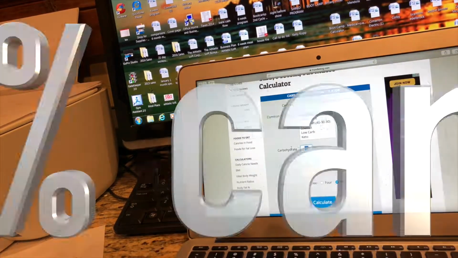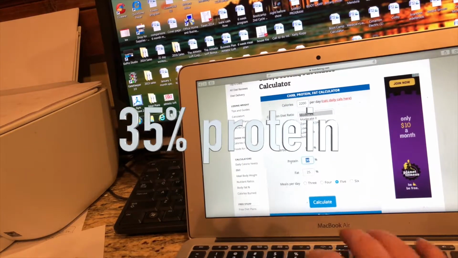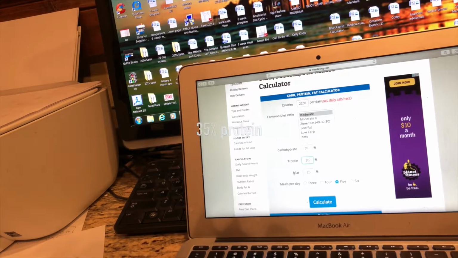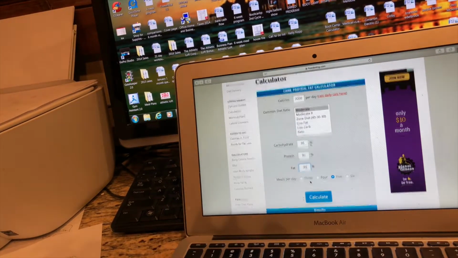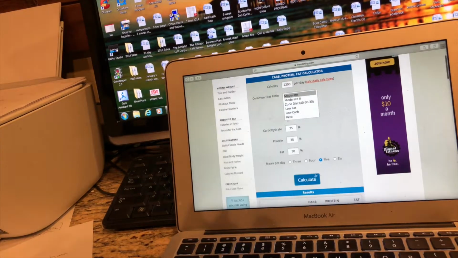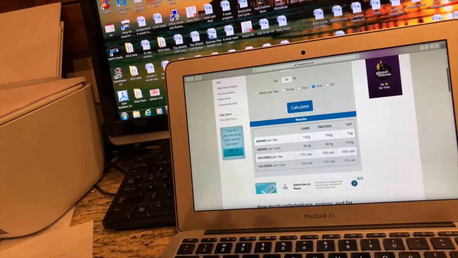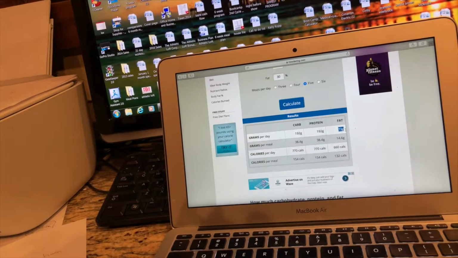I found my sweet spot to be when we take this to 35, this to 35, and this to 30. Now you can play around with these. Everyone's body's different. I'm just telling you what's worked best for me and my clients in general. Then you click calculate. It gives you per day what he needs. So right now he's going to get 192 grams of carbs, 192 grams of protein, and he's going to get 73 grams of fat. So now let me show you how I put this into a meal plan.